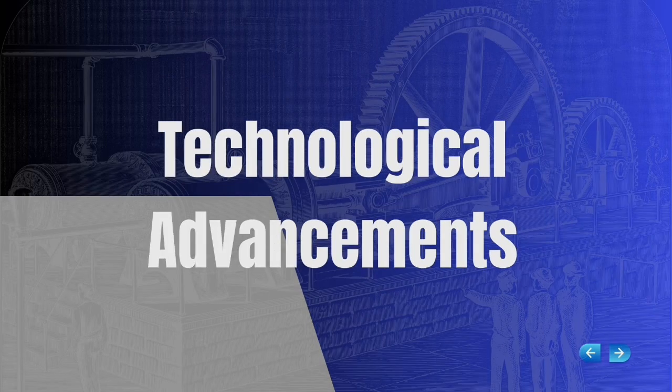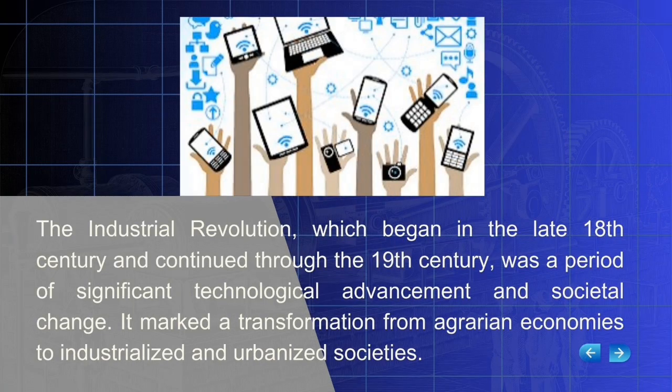First is the technological advancement and social changes during the Industrial Revolution. So first, what is the Industrial Revolution? The Industrial Revolution was a period of major economic, technological, and societal transformation that began in Britain in the late 18th century and spread to other parts of the world during the 19th century.